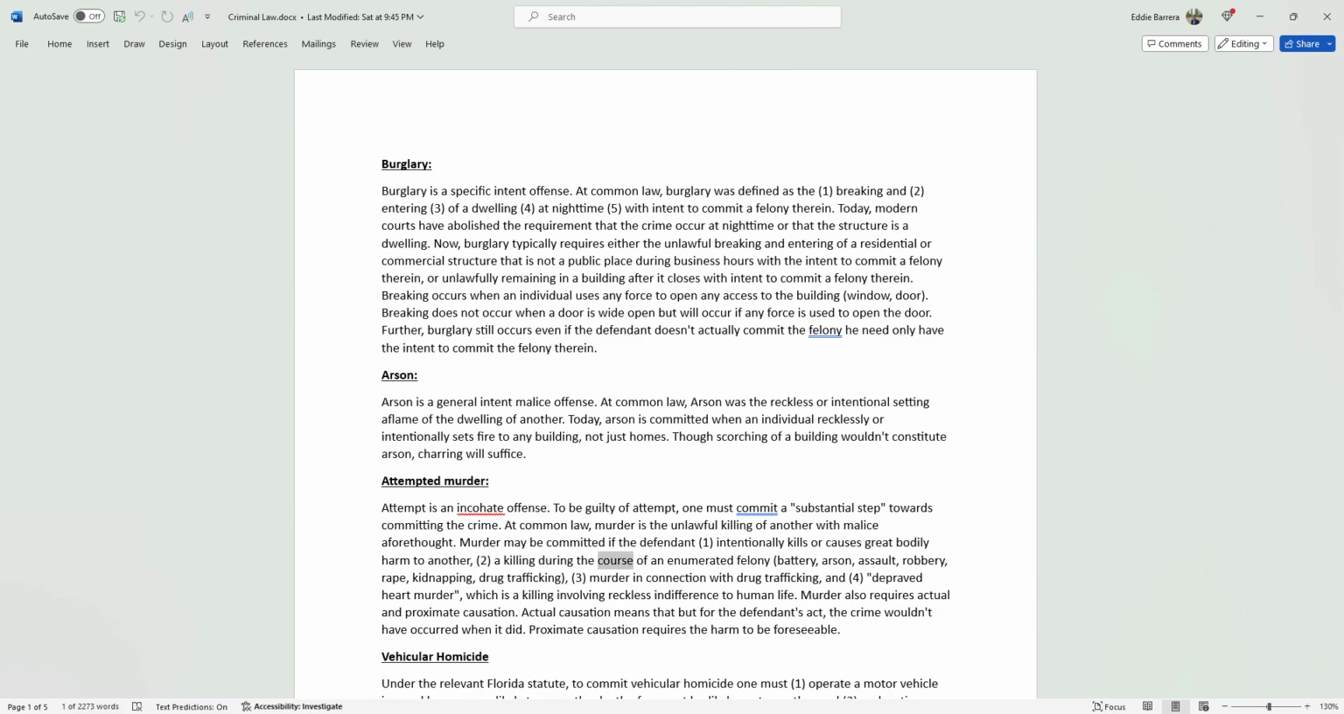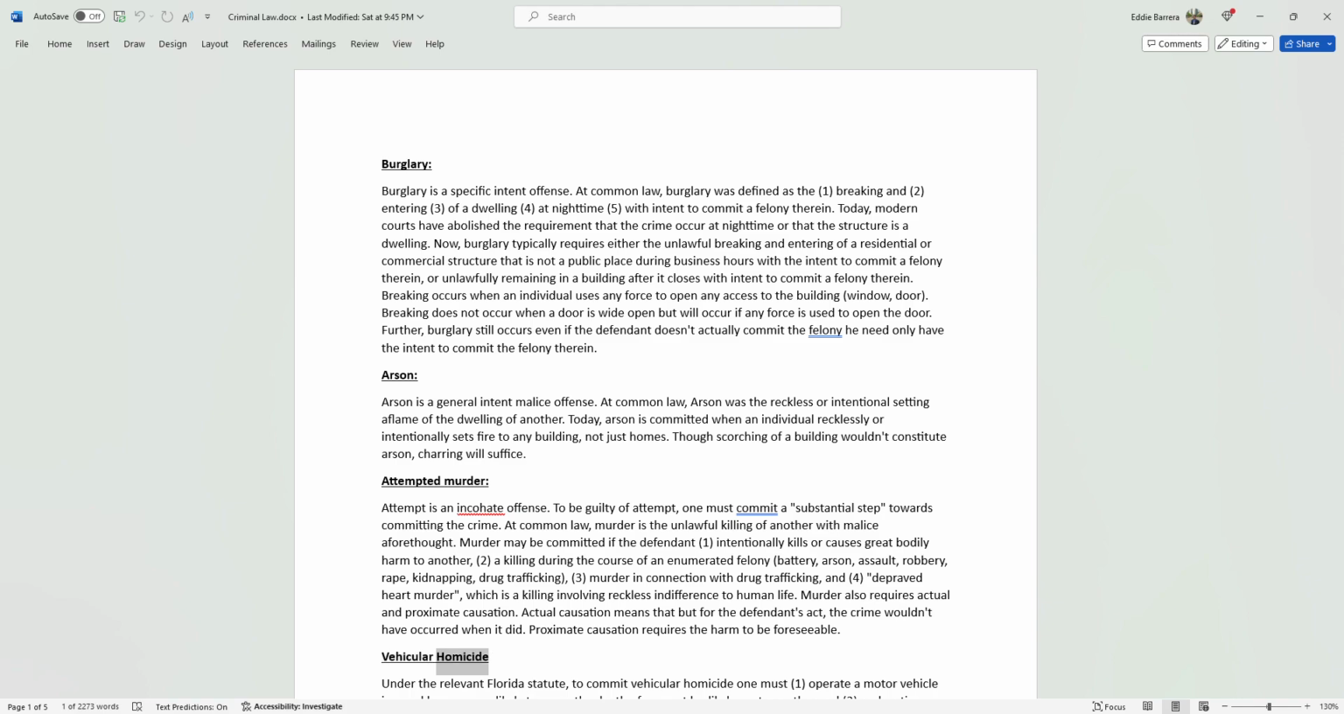2. A killing during the course of an enumerated felony, battery, arson, assault, robbery, rape, kidnapping, drug trafficking, 3. Murder in connection with drug trafficking, and 4. Depraved heart murder, which is a killing involving reckless indifference to human life. Murder also requires actual and proximate causation. Actual causation means that but for the defendant's act, the crime wouldn't have occurred when it did. Proximate causation requires the harm to be foreseeable.